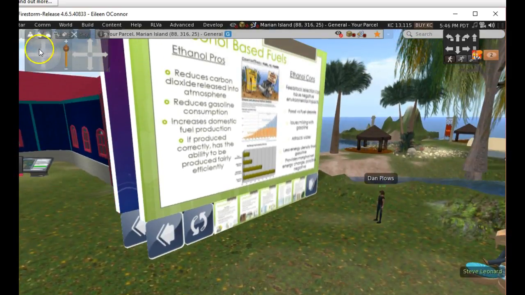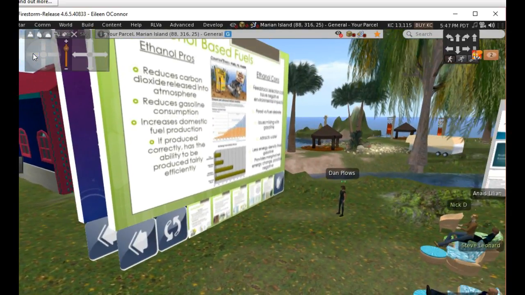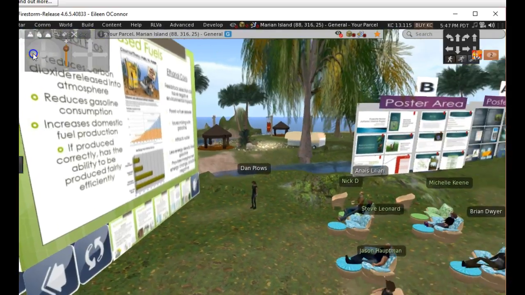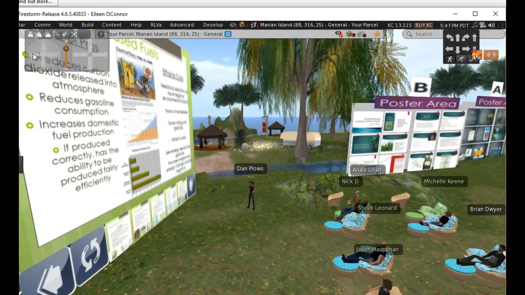And a couple cons, there's the food versus fuel debate. Basically, are we making fuel out of stuff we should be using to feed people? It doesn't mix with gasoline all that well, and the big problem is that it can attract water, which doesn't really burn well. Next slide.